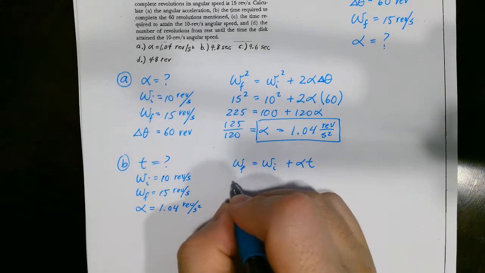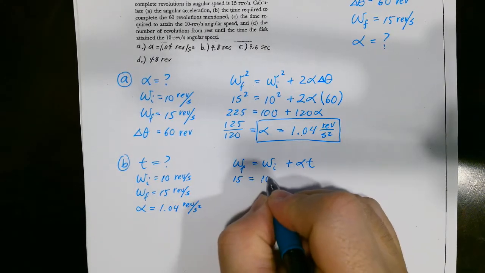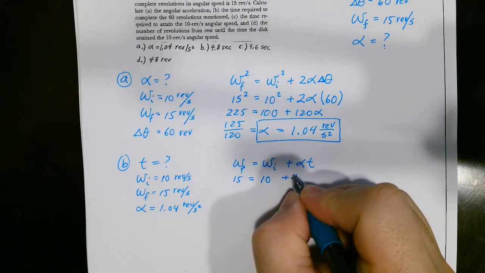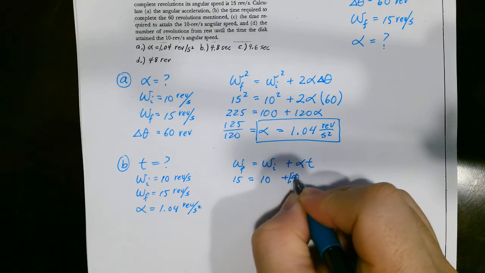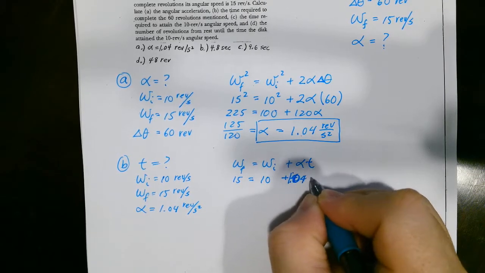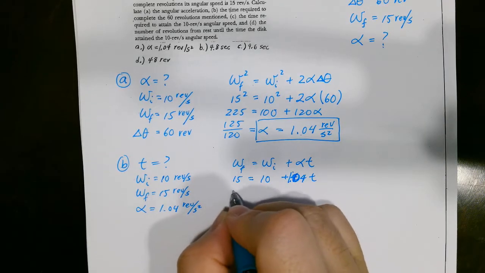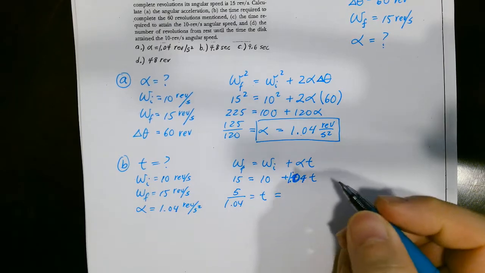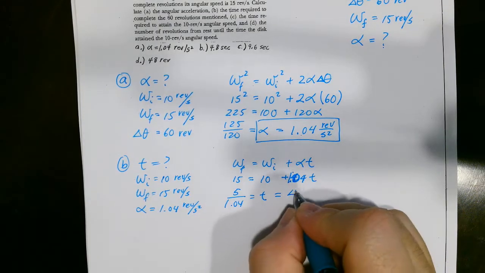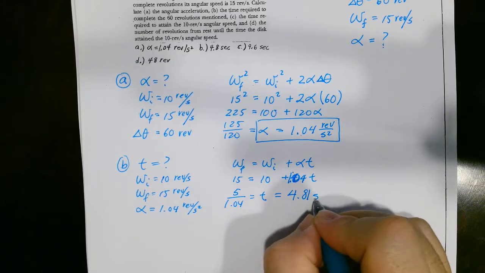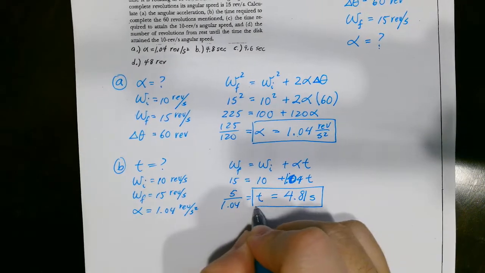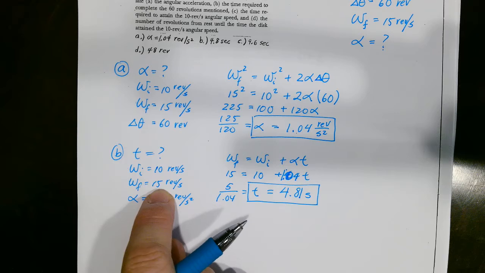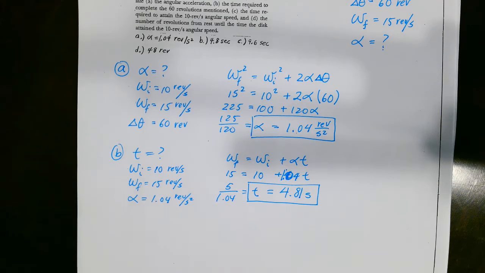Therefore, 15 is equal to 10 plus 1.04 times t. So here we have 5 over 1.04 is equal to t, and that comes out to 4.81 seconds. So it takes 4.81 seconds, starting at 10 revolutions per second, reaching 15 revolutions per second, turning 60 times.